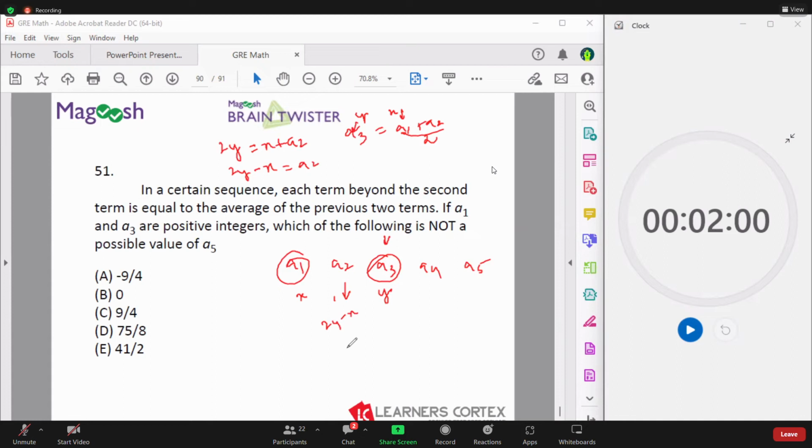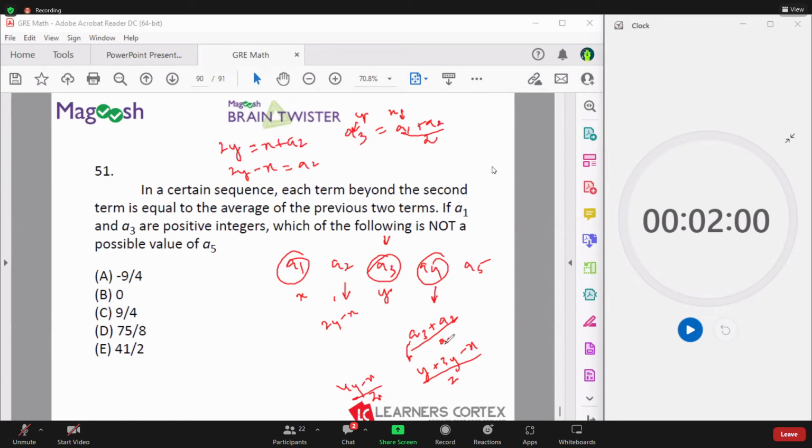Yes, A2 is 2Y minus X. Now to take out the value of A4, we can write (A3 plus A2) over 2. This becomes, A3 is Y and A2 is 2Y minus X, so (3Y minus X) over 2. Anyone who has a problem till here?